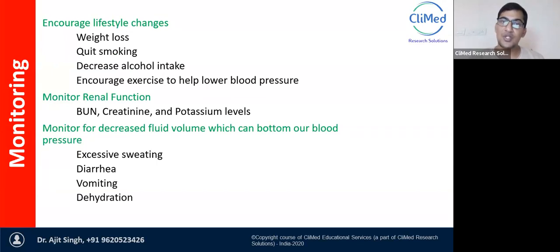Okay, what monitoring is needed when we are giving ACE inhibitors to patients? First of all, weight loss, and we should encourage patients to quit smoking, decrease alcohol intake, and exercise. What are the major monitorings? Potassium levels, because they should not rise. Then it should not lead to kidney failure, so BUN and creatinine must be checked.